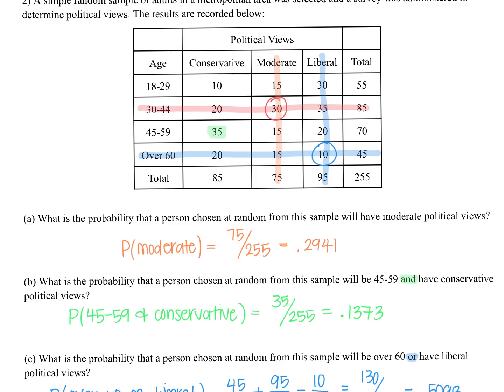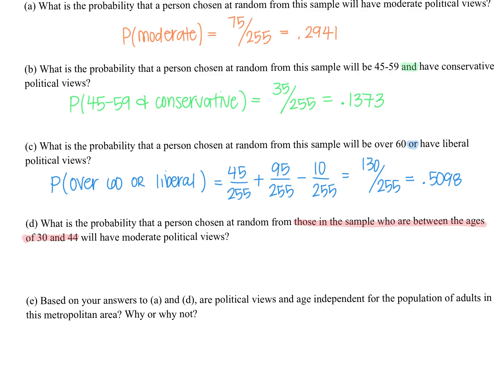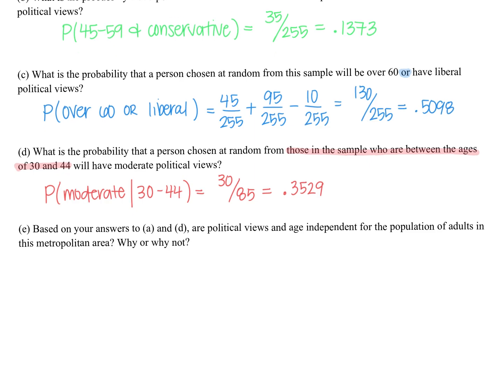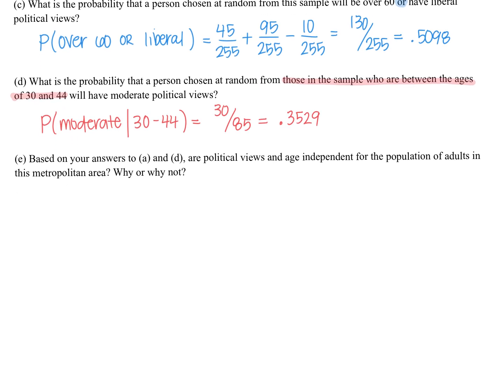So this time, our total is not the total from the table, it's the total from that row or column that we're looking at. So we say the probability that you have moderate given you are 30 to 44. So that's going to be 30 over 85, which becomes the decimal 0.3529.